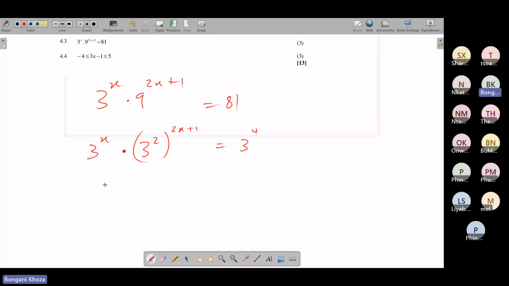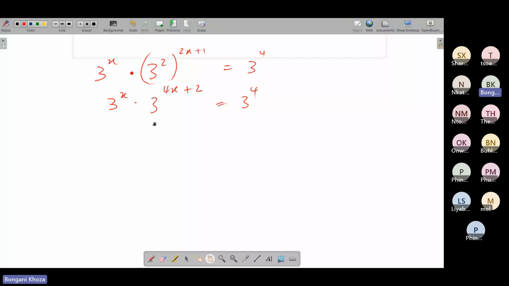So now let's see. So this is just 3 exponent x times 3 exponent 4x plus 2 equals to 3 exponent 4, like that. Right. So let's carry on. So here, same basis. We are multiplying. We can add the exponents. So I'll have 3 exponent 5x plus 2 equals to 3 exponent 4. So now I have the same basis being equated. I can just equate the exponents. Therefore, 5x plus 2 equals to 4.